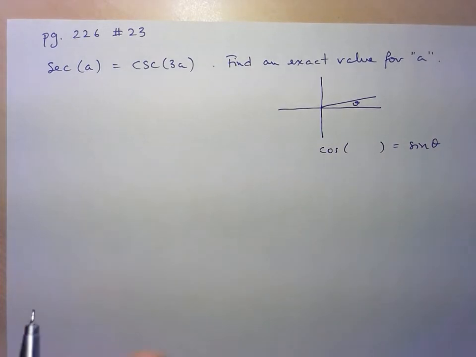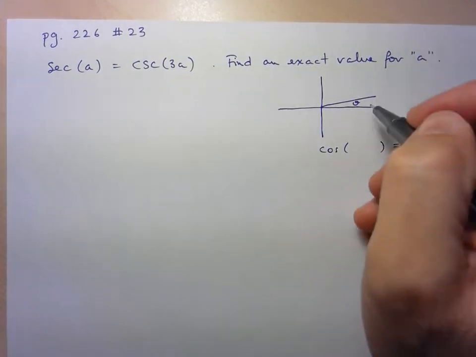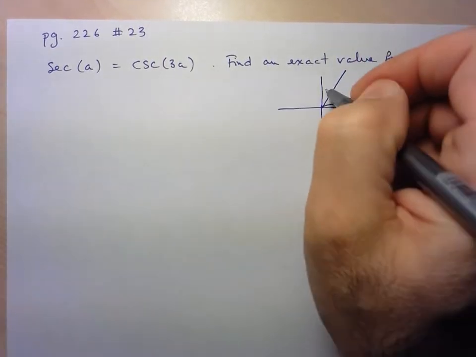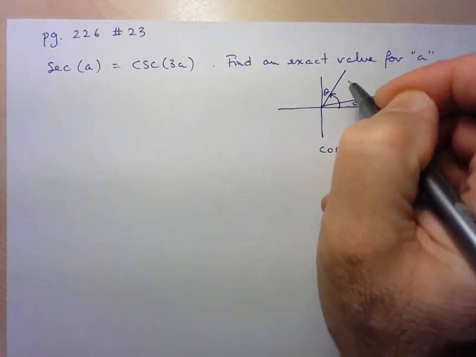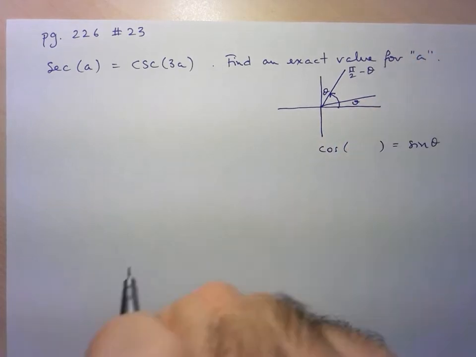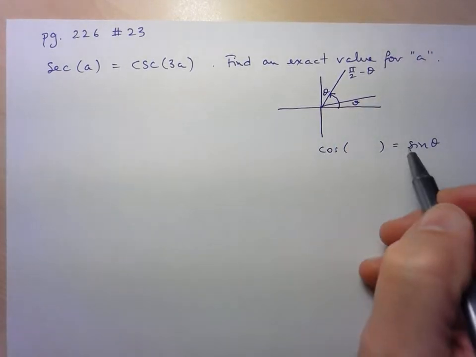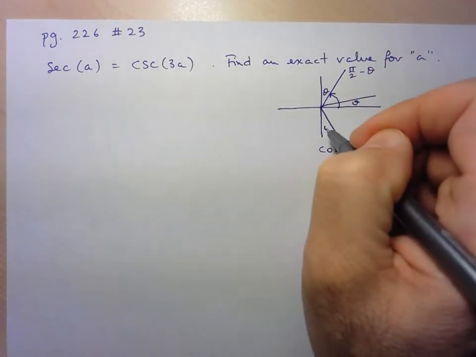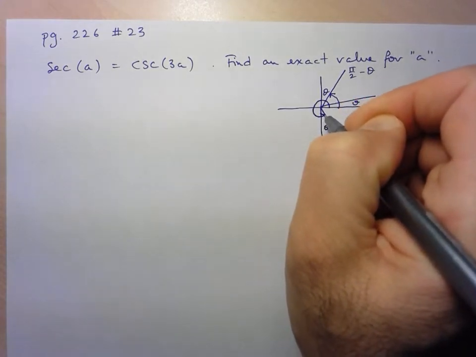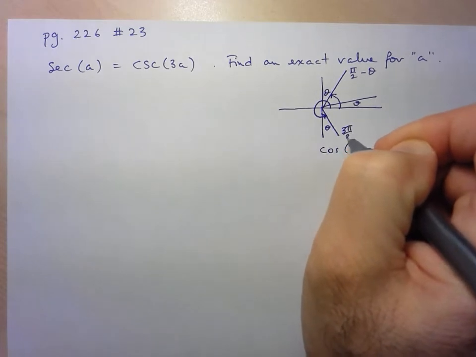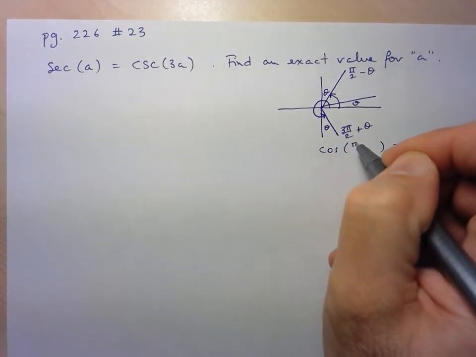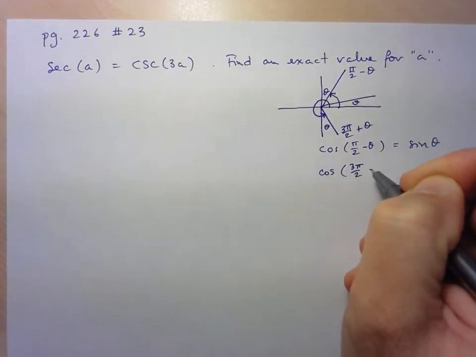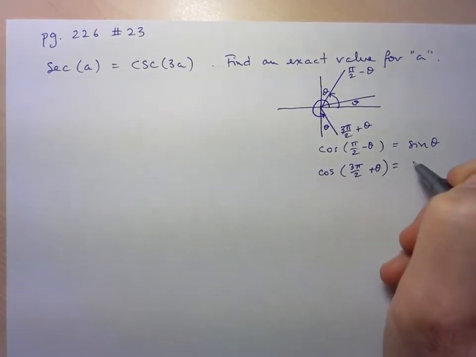It might be easier to think of it this way. Since they have the same sign, and sine is positive here, the cosine is also going to have to be in the first quadrant. So our first identity is pi over 2 minus theta. Now where else is cosine positive? Not in the second quadrant, not in the third, but in the fourth quadrant. So the other angle is 3 pi over 2 plus theta. So we have that cosine of pi over 2 minus theta is equal to sine theta, and cosine of 3 pi over 2 plus theta is also equal to sine theta.